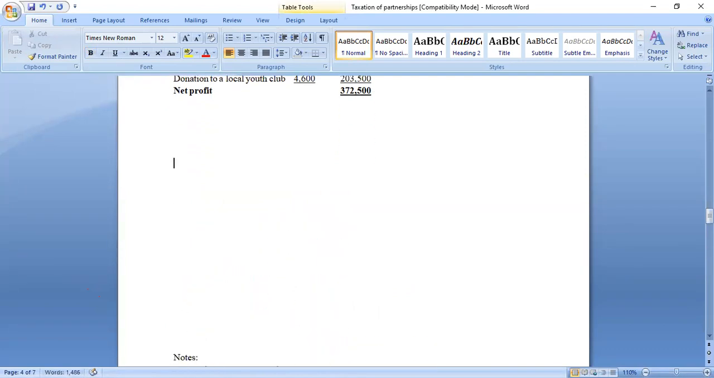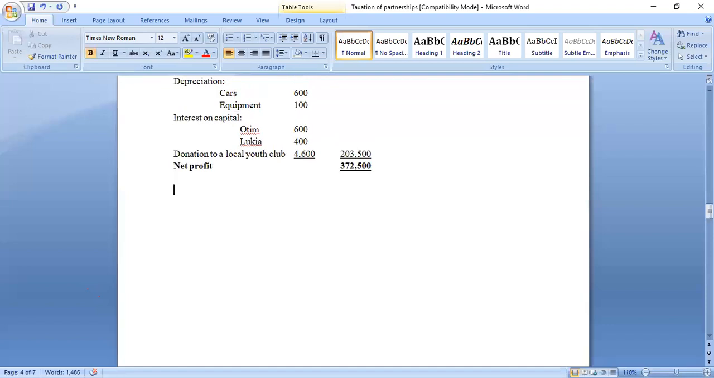For a partnership, the first thing you do is behave as if you're dealing with business income. You begin the same way, like profit before tax. If they give you profit after tax, then you know what to do. Adjust until you get profit before tax.